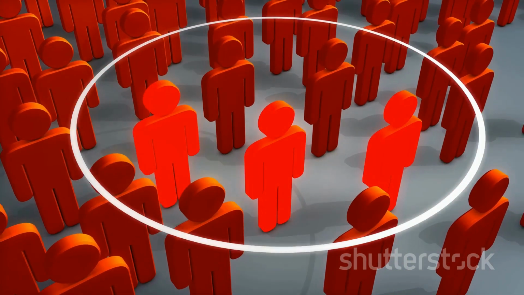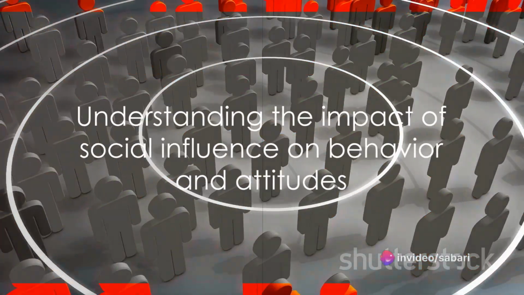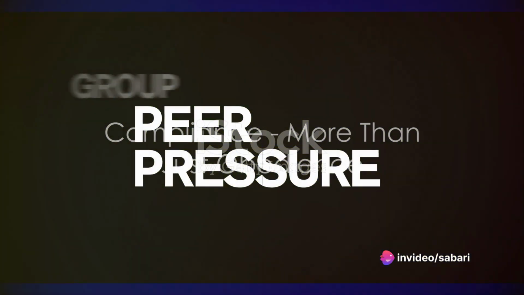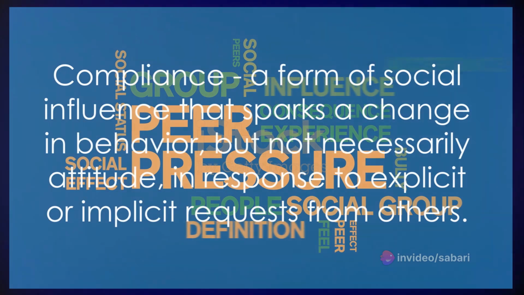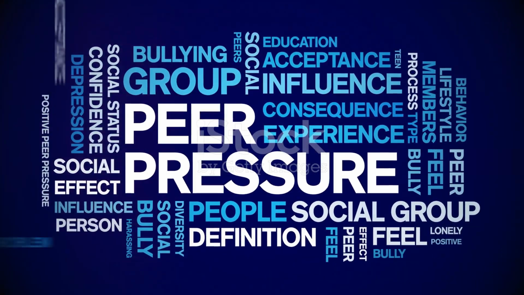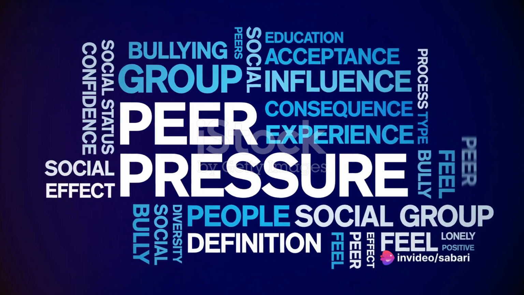In this video, we will explore the different types of social influence, giving you a better understanding of how you interact with the world. First up, we have compliance. This intriguing concept is a form of social influence that sparks a change in behavior, but not necessarily attitude, in response to explicit or implicit requests from others.